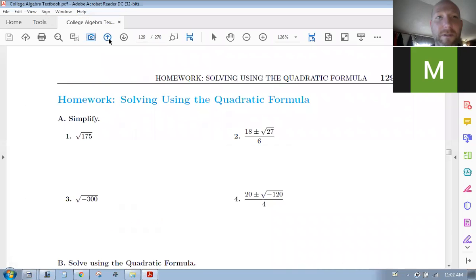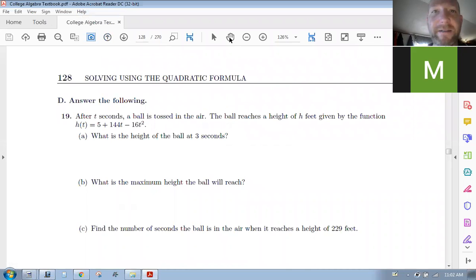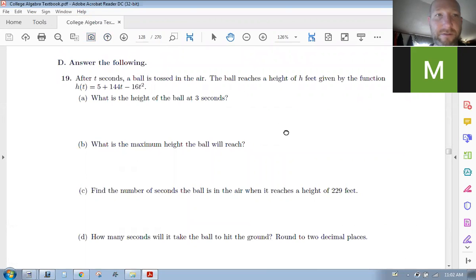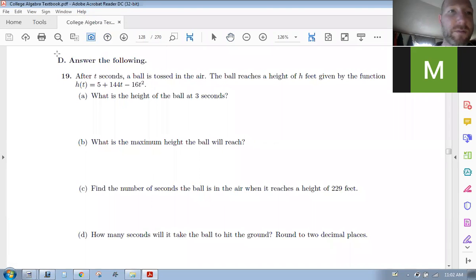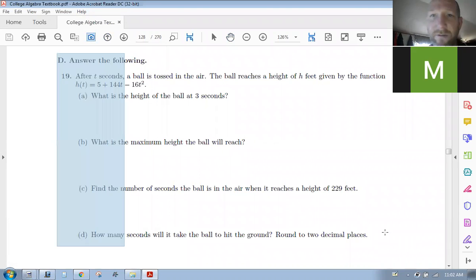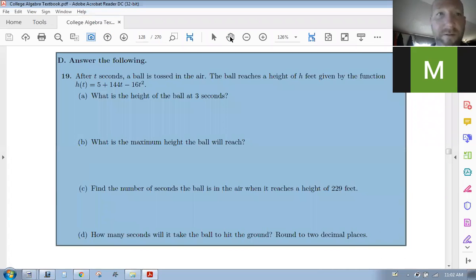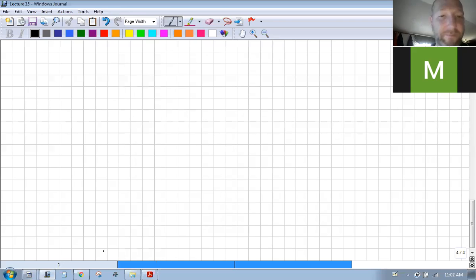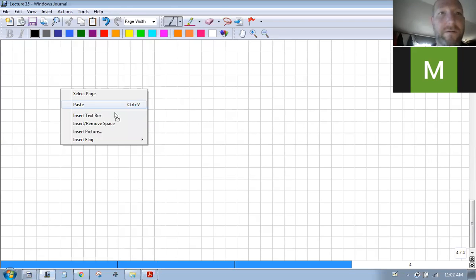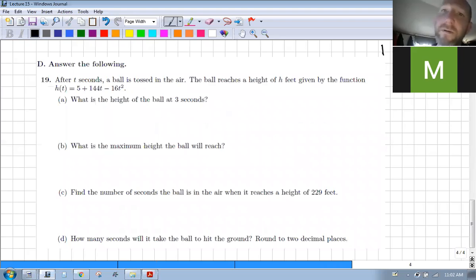So I think we are on page 198 in the book. So we have more word problems. I mean, this is 128, not 198. There we go. So after t seconds, a ball is tossed in the air. The ball reaches a height of h feet given by the function h of t. What is the height of the ball at 3 seconds? Well, plug in 3 seconds into the function.